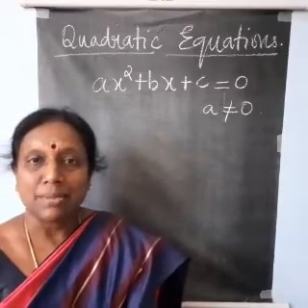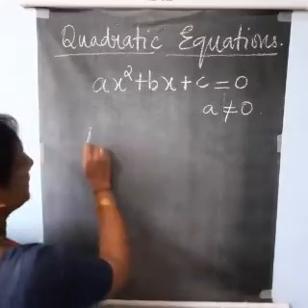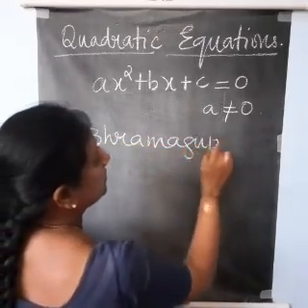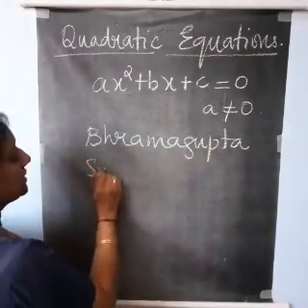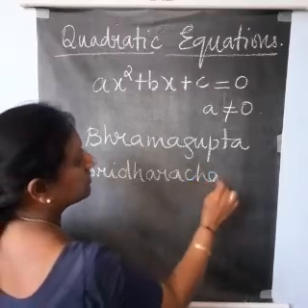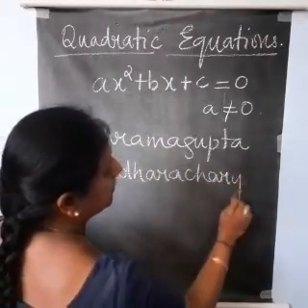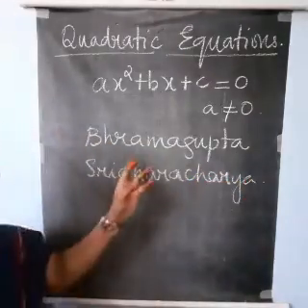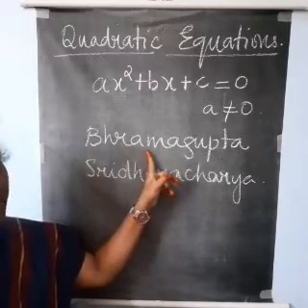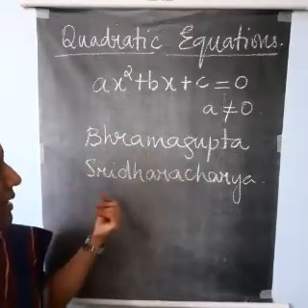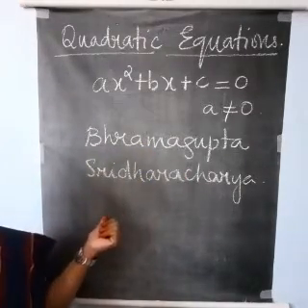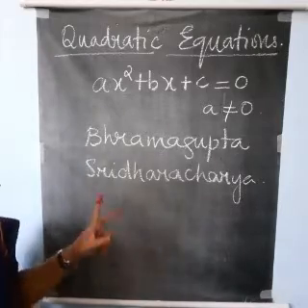Indian mathematicians like Brahmagupta and Sridharacharya were the main people who gave the formulas. Now, Brahmagupta gave a different method in his time itself, and Sridharacharya gave the quadratic formula and the completing the square method.